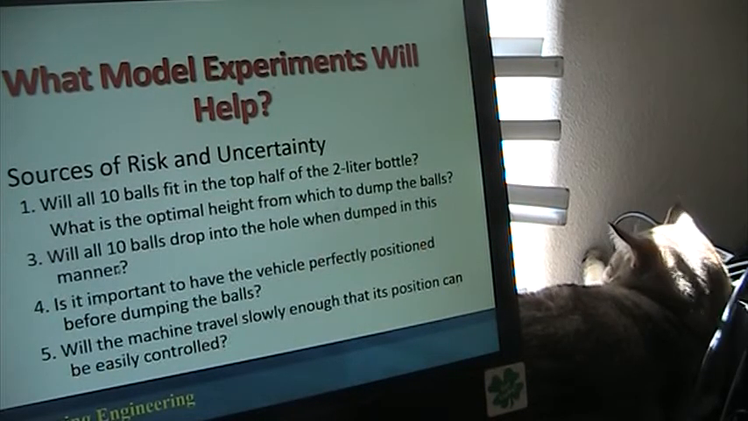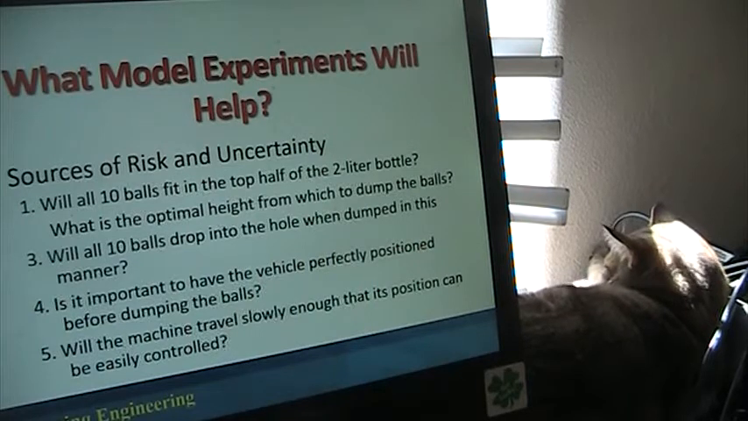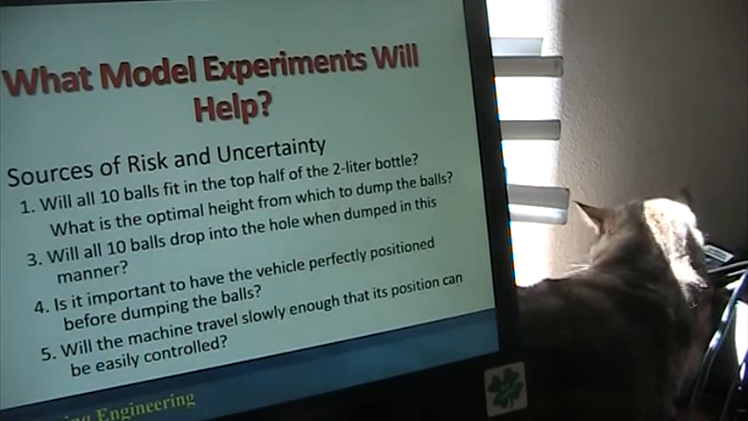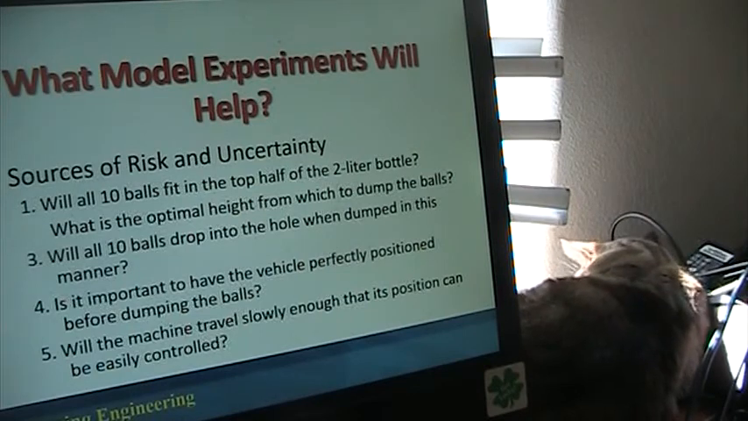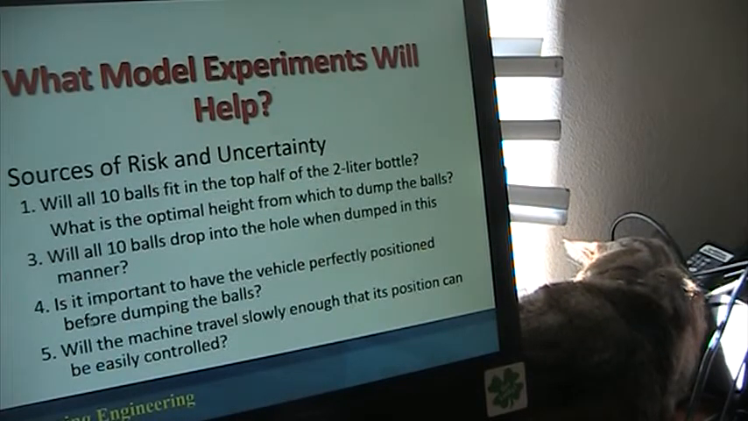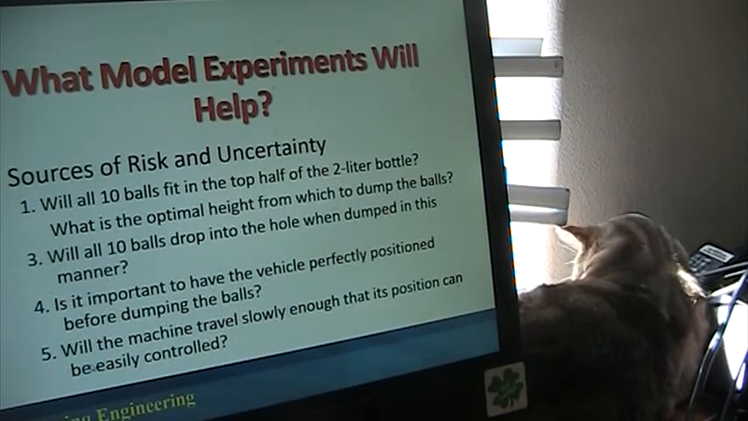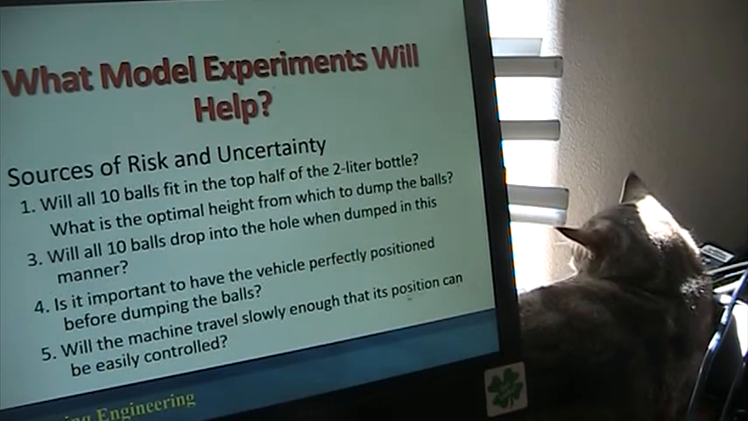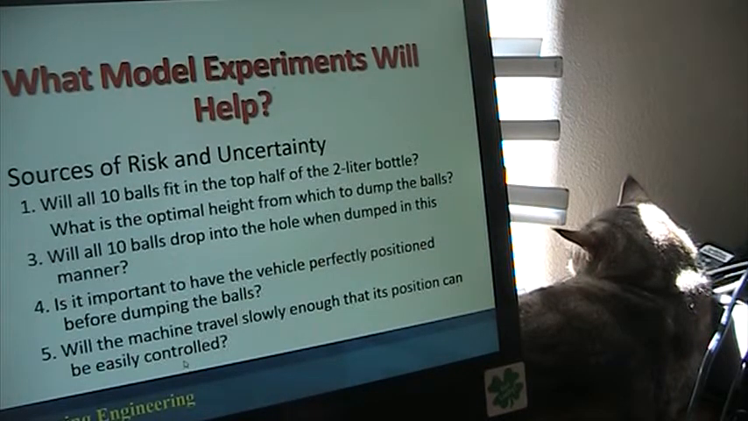Okay, well, guys, you're bringing up something you didn't bring up before. That when it drops on the opponent's board, it's got to go into a hole. Is it important to have the vehicle perfectly positioned before dumping the balls? Will the machine travel slowly enough that its position can be easily controlled? Right? So sometimes we want things to go very fast, sometimes slow.